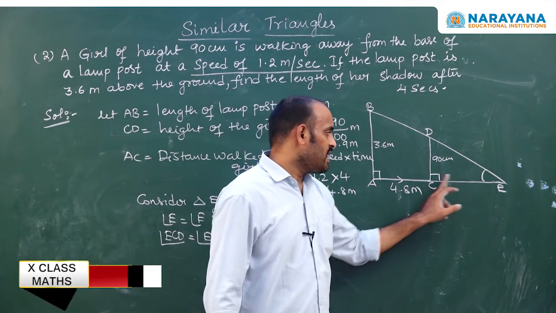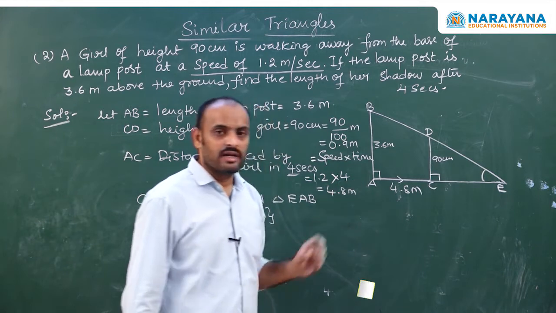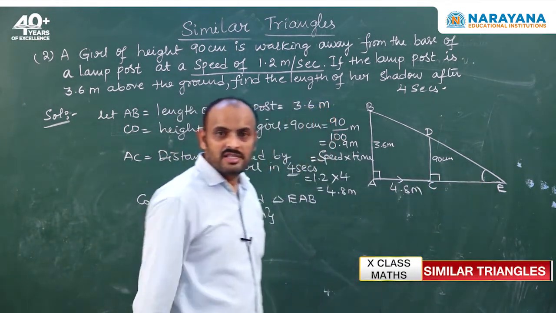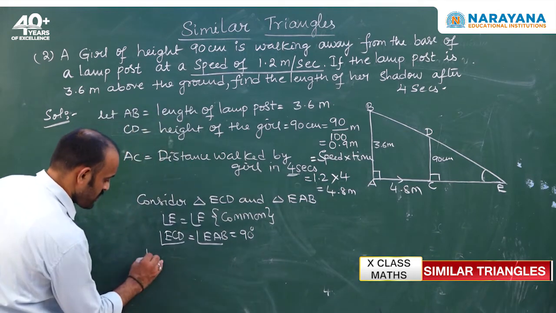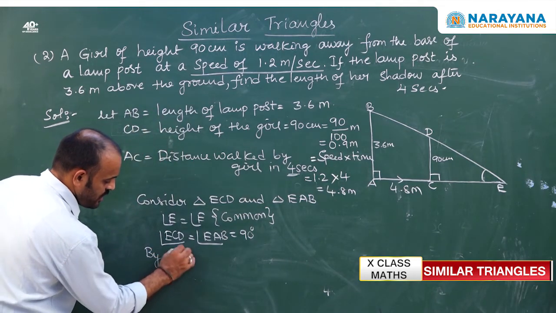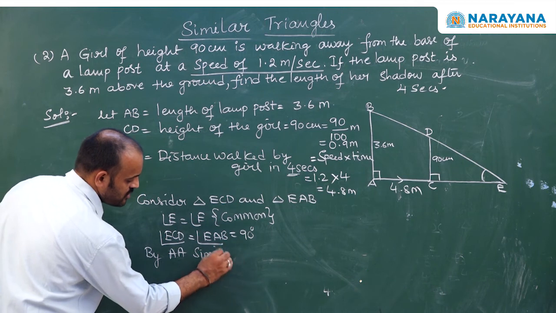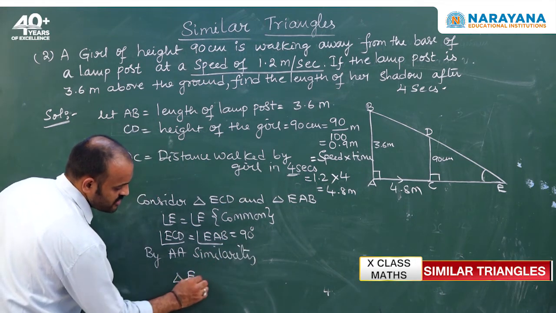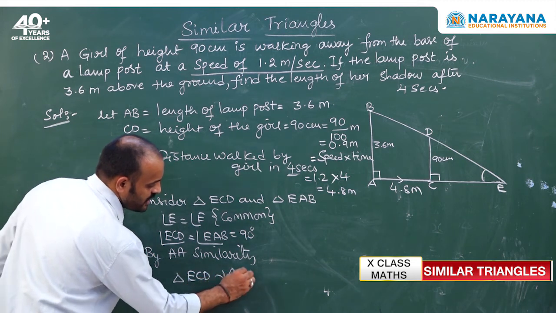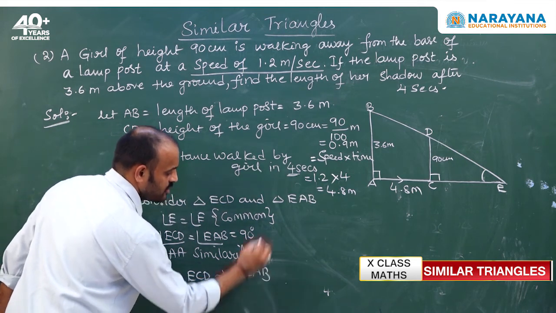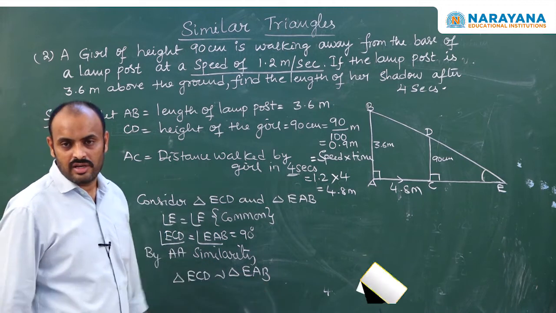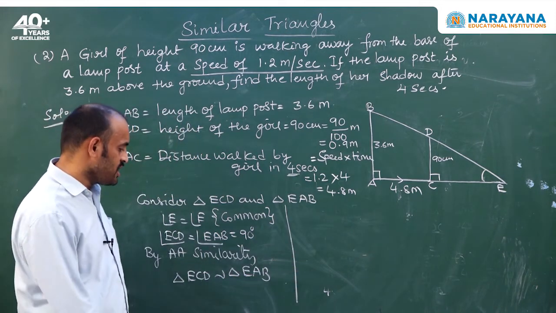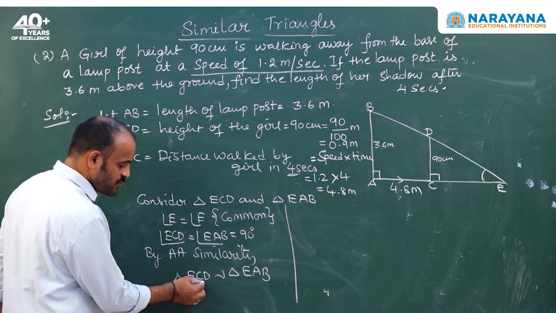Therefore, two angles of the first triangle are equal to two angles of the second triangle. By AA similarity, triangle ECD is similar to triangle EAB. Once the triangles are similar, the ratio of the corresponding sides are equal. What are the corresponding sides?